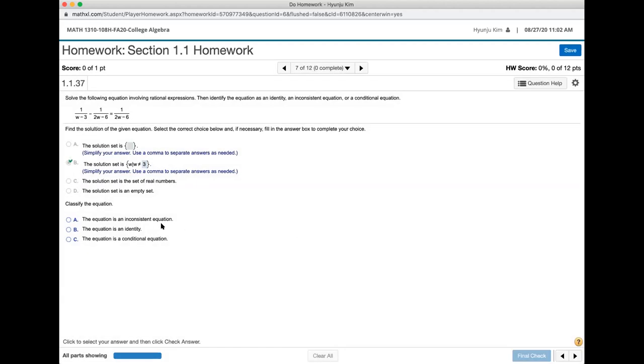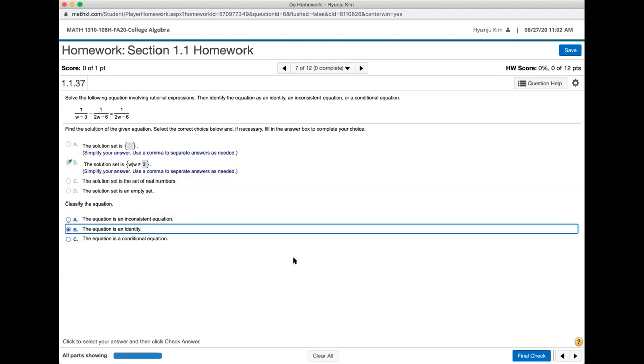So there's the second sub question. Classify the equation. This equation is an identity, right? Why? Even though w cannot be 3, w can be any real number except for just one number, right?